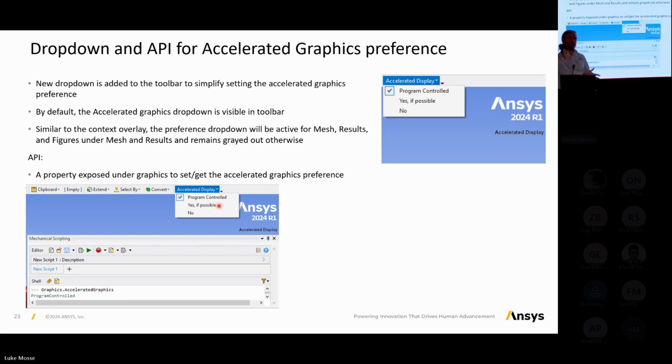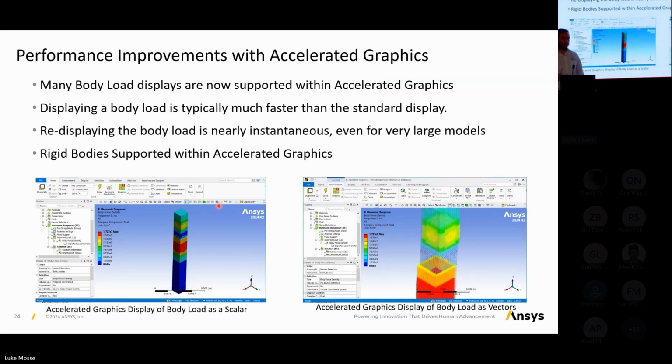So if accelerated graphics can be used for a particular thing that you're visualizing, like say your mesh visualization, it'll be switched on. So it will speed up visualization and manipulation of many body loads, visualizing the mesh. So when you have a very fine mesh or a large model, sometimes it can get a bit clunky. So the accelerated graphics really helps there.